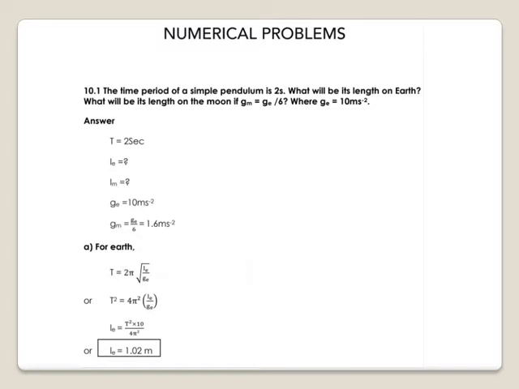As we know that for time period we have the relation T is equal to 2 pi under root L over g. So first of all we will rearrange the formula by taking square and getting the value of length. So the formula will be rearranged as L is equal to T square into gravitational acceleration divided by 4 pi square. So from here, by putting the value of gravitational acceleration of Earth, we will get the length of the simple pendulum on Earth, which is 1.02 meters.